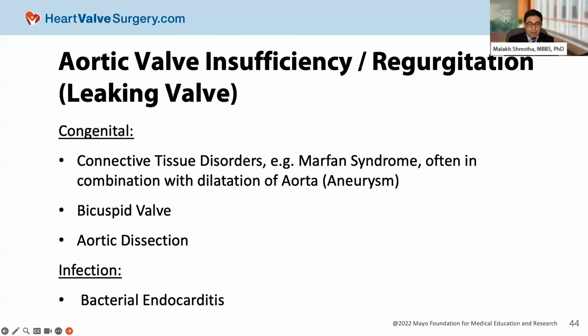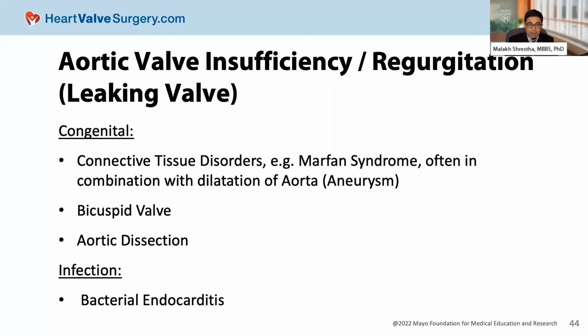So if you're now talking about aortic valve repair, it's usually for the regurgitation, because if the valve is calcified, of course, we can only replace it. So now when we talk about the regurgitation, it can be congenital. That means it can be someone who is born, let's say, with a connective tissue disorder, for example, Marfan syndrome. What happens is that because of the Marfan syndrome, the aorta starts to dilate and starts to pull on the valve so that there is a leakage in the center.